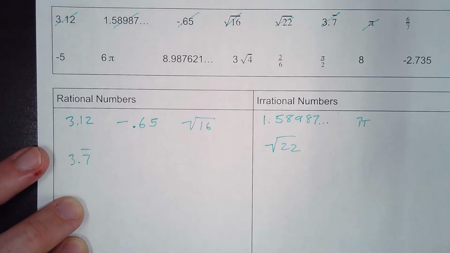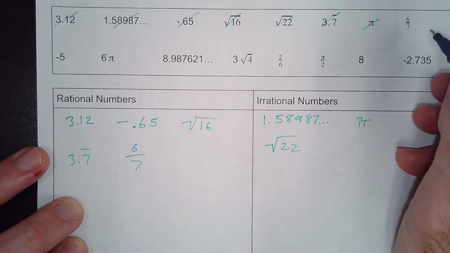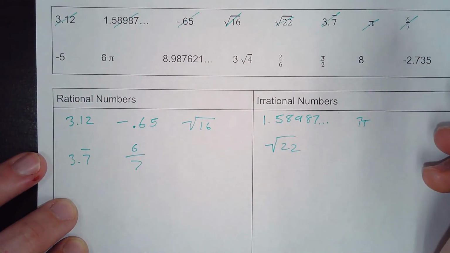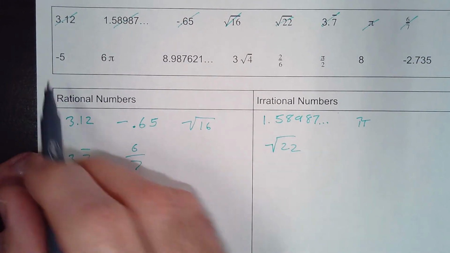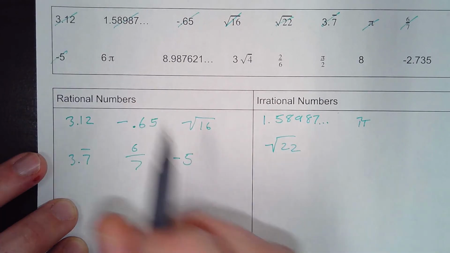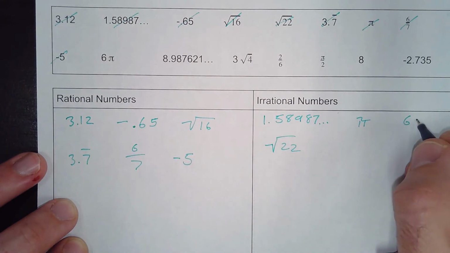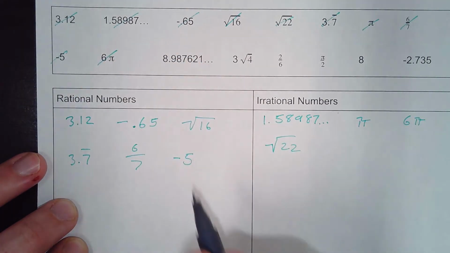6/7. So anything that can be, I should say this too, anything that can be written as a fraction is a rational number. That's what it means, rational, a number that can be written as a fraction. So this is basically the definition of a rational number. It's written as a fraction. Whole numbers are also rational. 6 times pi, 6 times an irrational number, is also irrational.